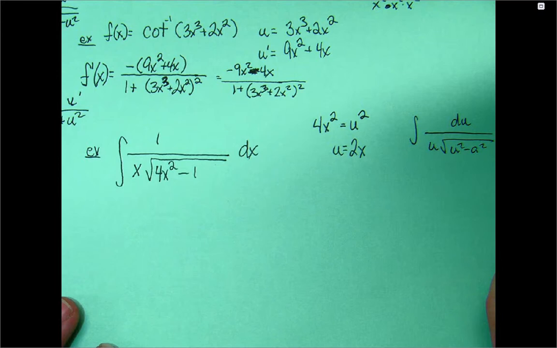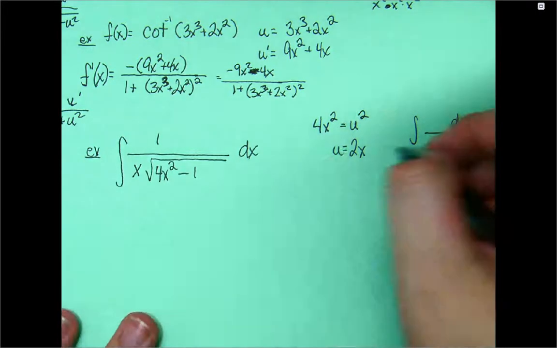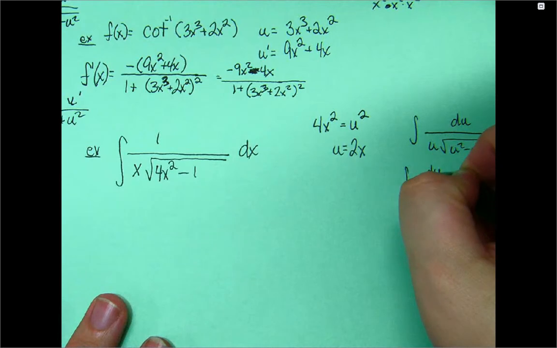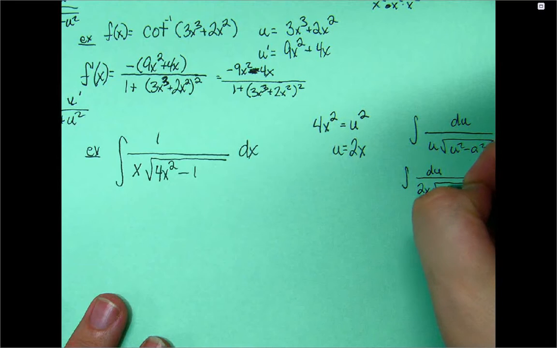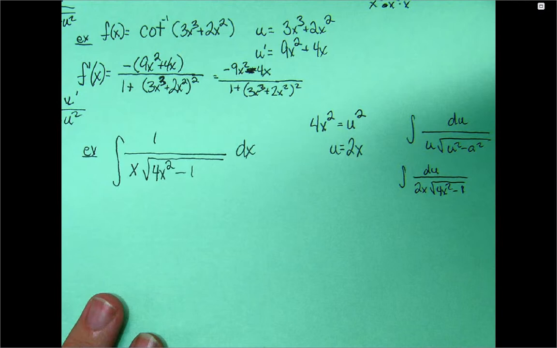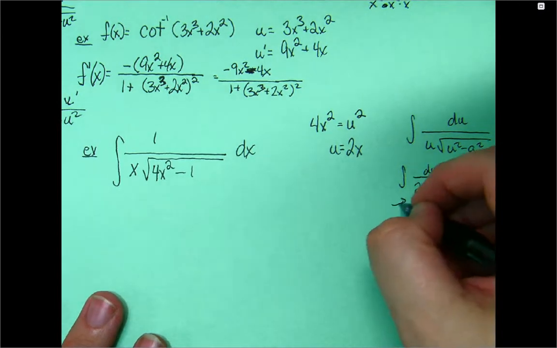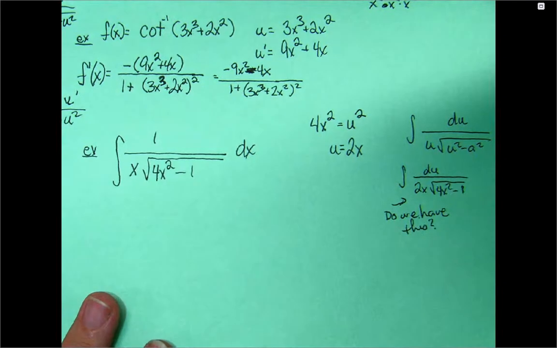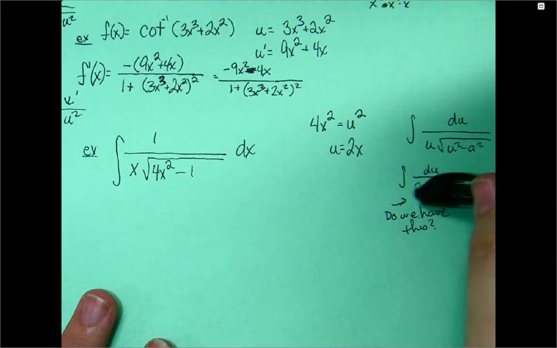That's exactly what we're going to do. Nice job. Now, if this was perfectly set up, I should see du, and I should have 2x times the square root of 4x squared minus 1. That's what I should see. Do I see that? Okay, so we don't have this. So I need a 2 times x. If I have a 2 times x, then I can use the rule, right?